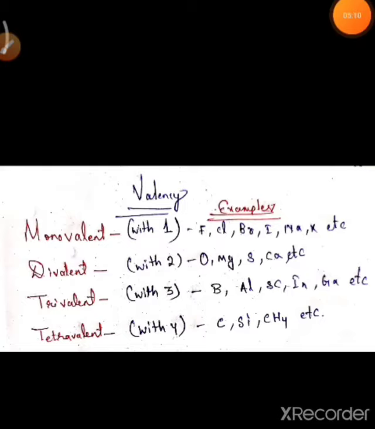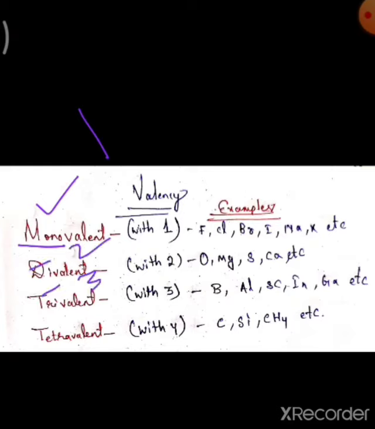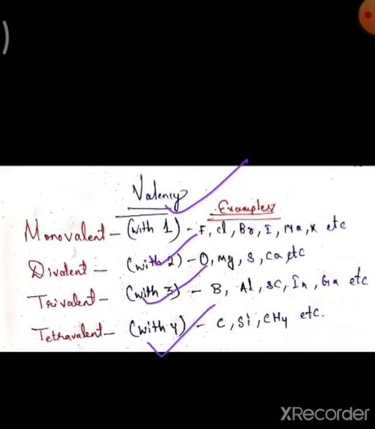Then see some terms: monovalent, divalent, trivalent and tetravalent. First you have to remember that mono means 1, di means 2, tri means 3 and tetra means 4. So monovalent means they have valency 1, divalent means valency 2, trivalent means valency 3 and tetravalent means valency 4.